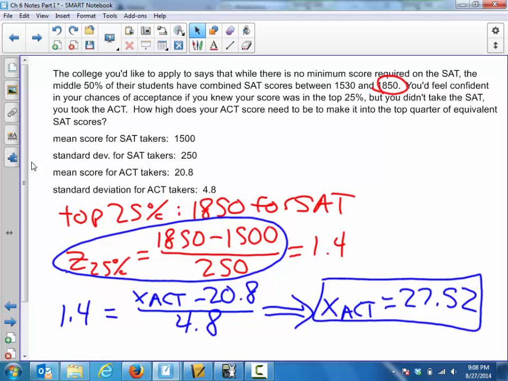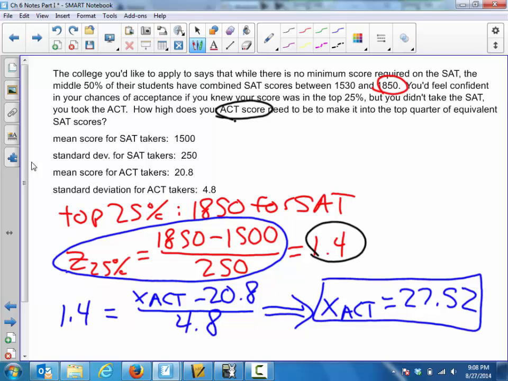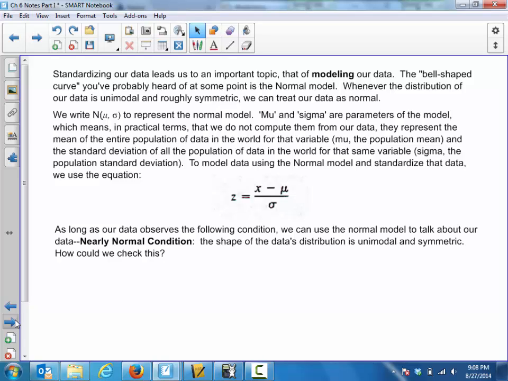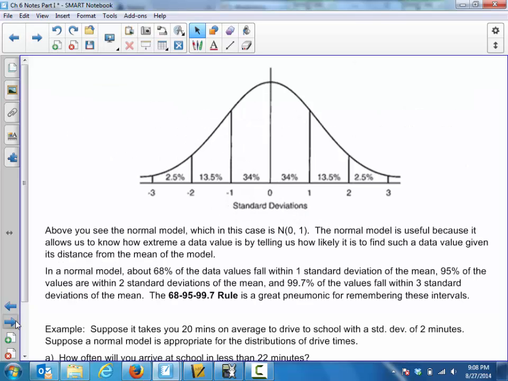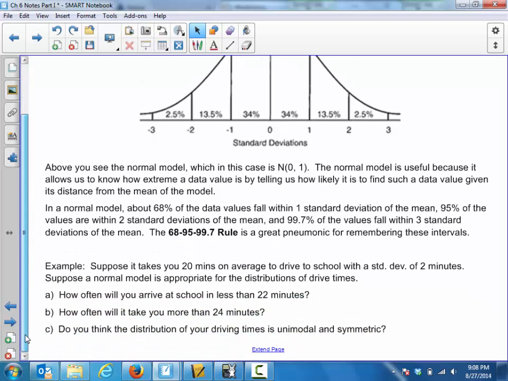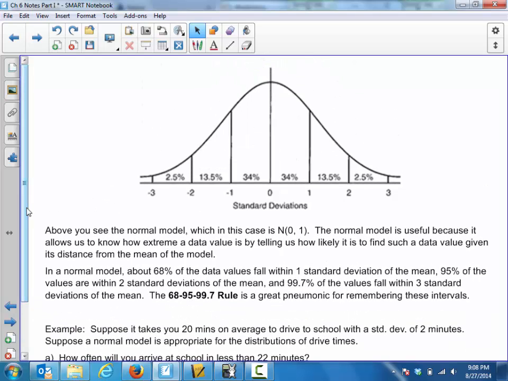Okay, so we took something we knew would be exceptional for one numerical distribution, SAT scores, used that to calculate a z-score right here, and that z-score allowed us to come up with what would be an exceptional score for a separate distribution of ACT scores. Kind of powerful. That is pretty powerful stuff. We're going from distribution to distribution. Okay, standardizing our data leads us to an important topic, that of modeling the data. The bell-shaped curve you probably heard of at some point is the normal model. Whenever the distribution of our data is unimodal and roughly symmetric, we can treat our data as normal.